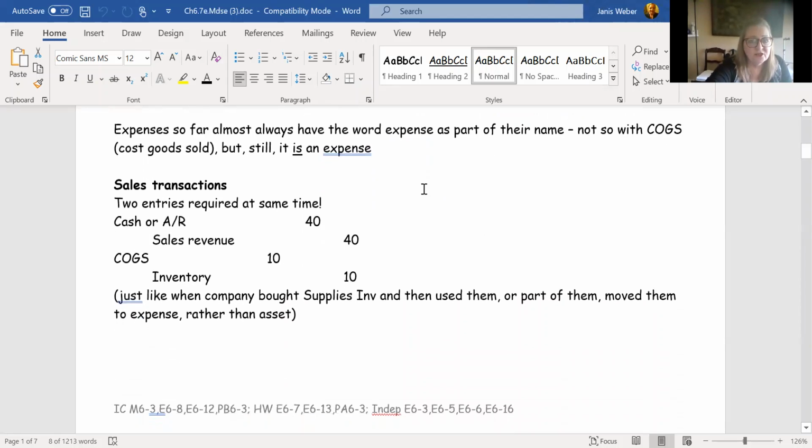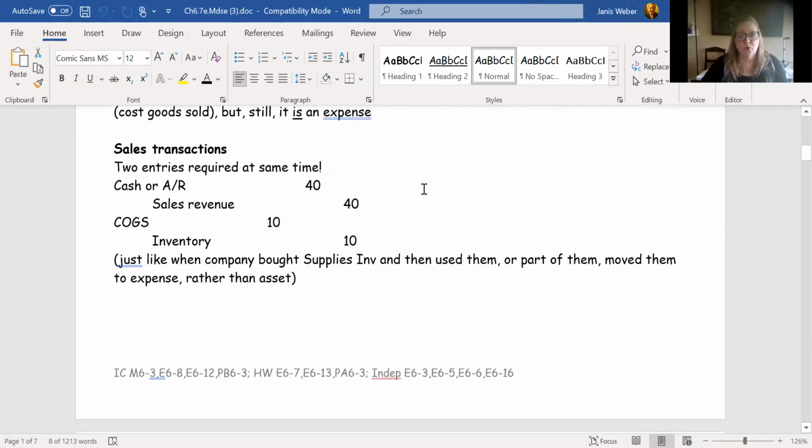Okay. A sales transaction has two entries that you record at one time. You record the sale, just like we always would have with service revenue, where we debit cash or accounts receivable, one or the other, and we credit the revenue. So in this scenario I talked about where we made a sale for $40, we debit cash or accounts receivable for $40 and we credit sales revenue.